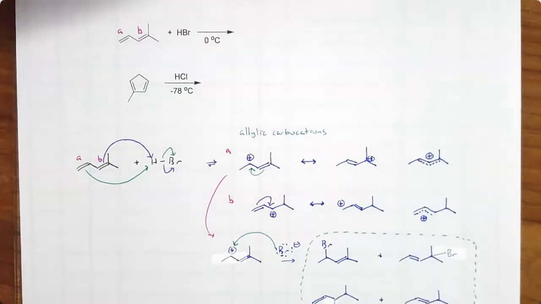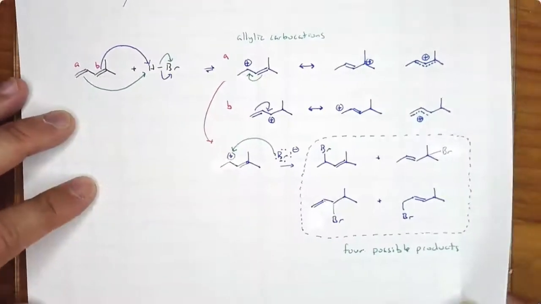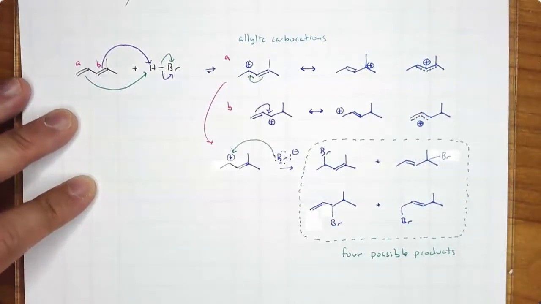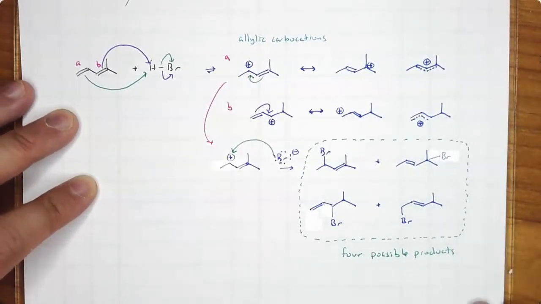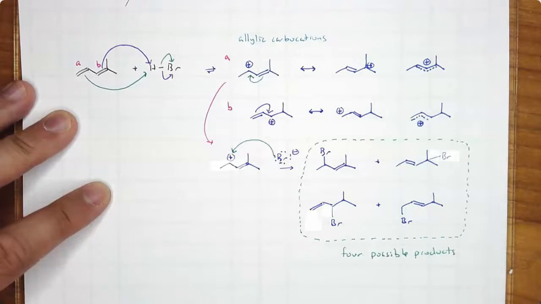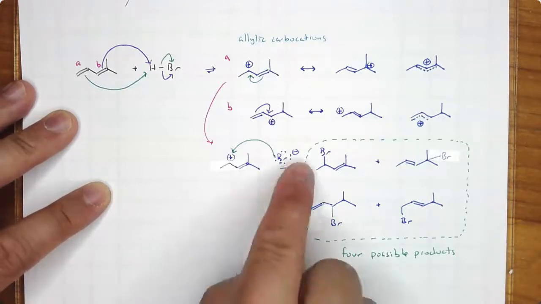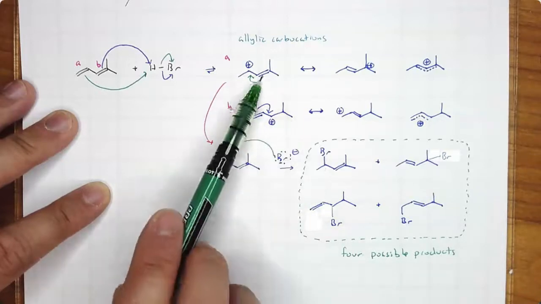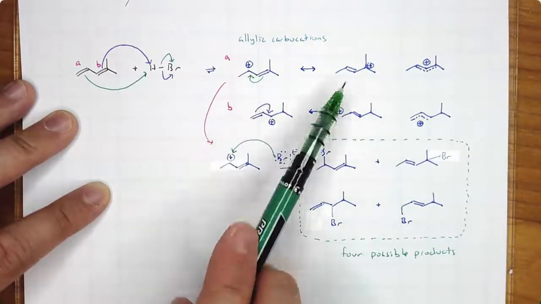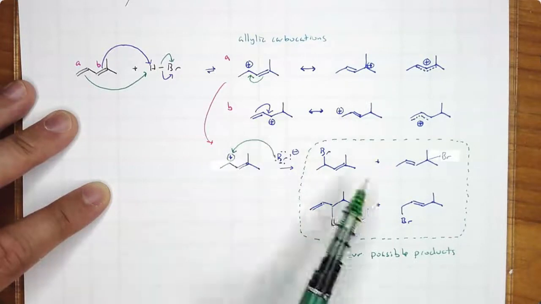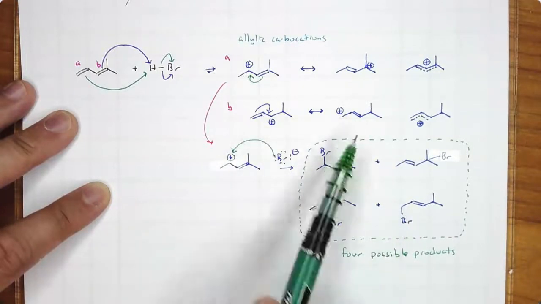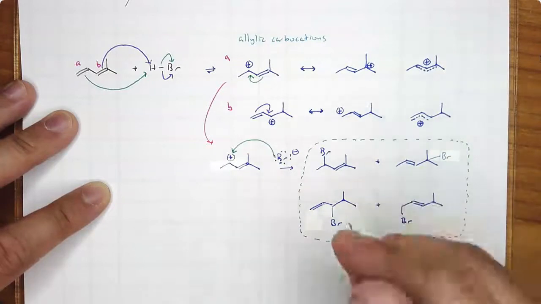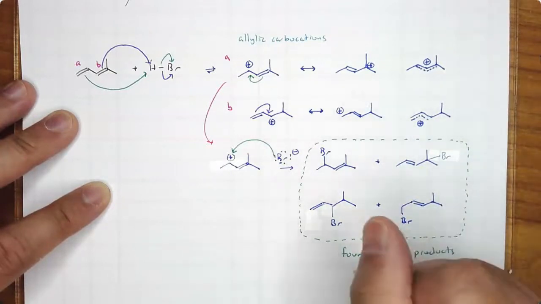Alright, here are the 4 possible products. These are made, but some of them are minor products, and we have to identify the major product. Where are these 4 coming from? They're coming from the carbocations. That came from here, this came from here, this product came from here, this product came from here. These are all allylic bromides.